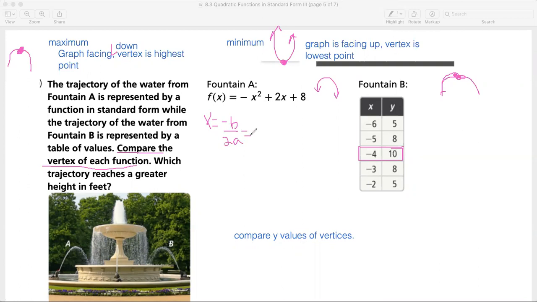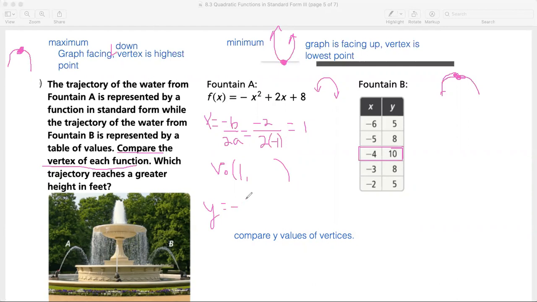So that will be negative 2 over 2 times negative 1, because your a is negative 1. So then this would be negative 2 over negative 2, so that will be 1. So my vertex is going to be at 1 comma whatever the y value is. To get the y value, remember you just plug it in. So I will go y equals, yes, I see it says f of x up here, but you guys already know that's the same thing as saying y.